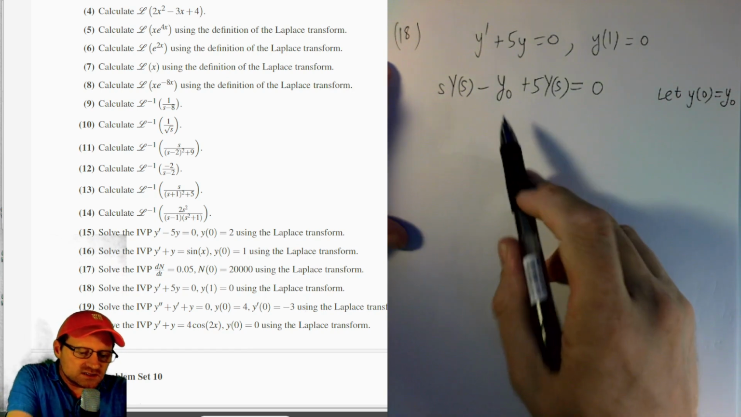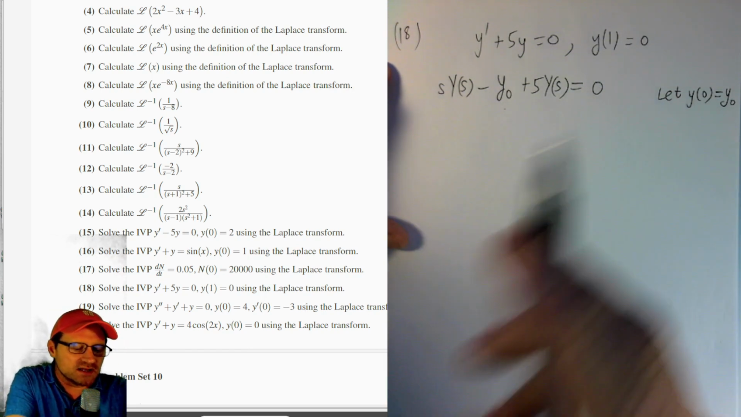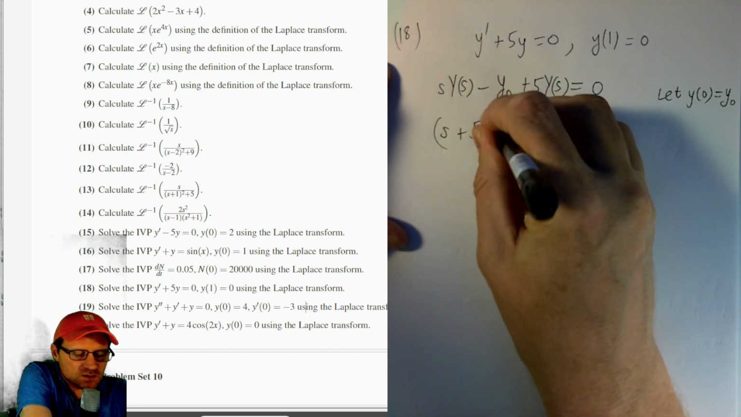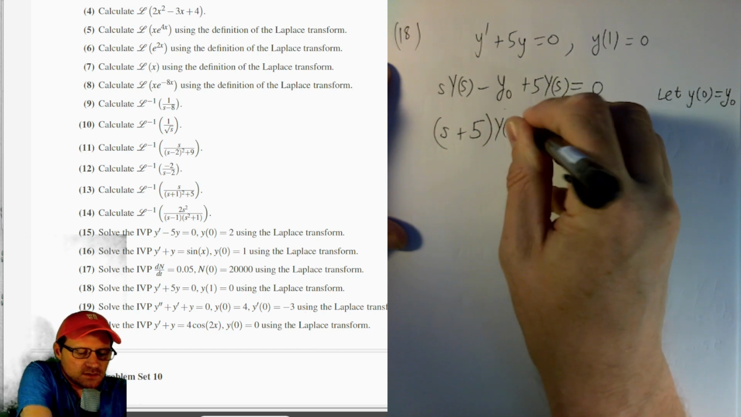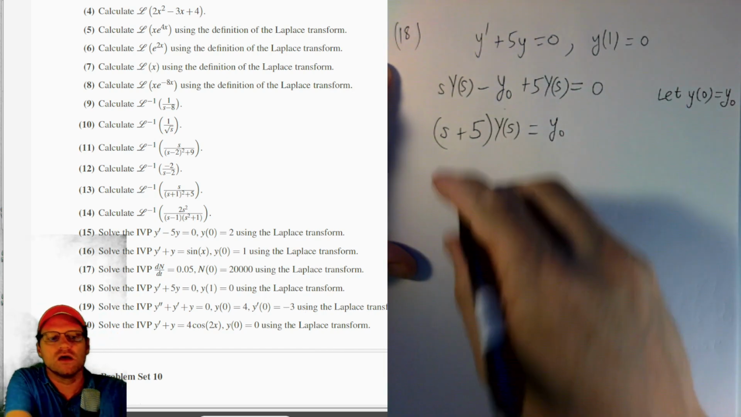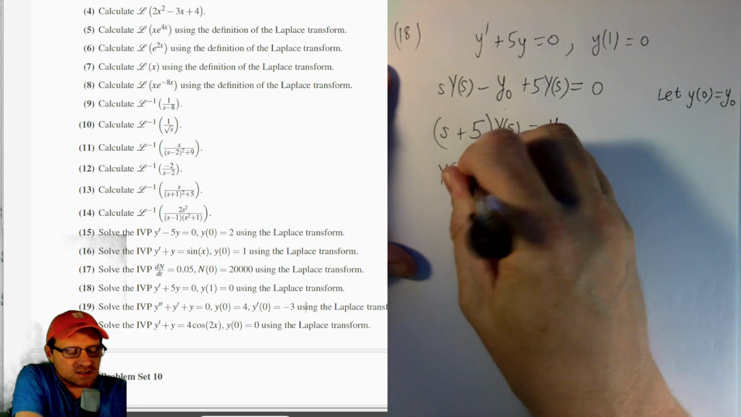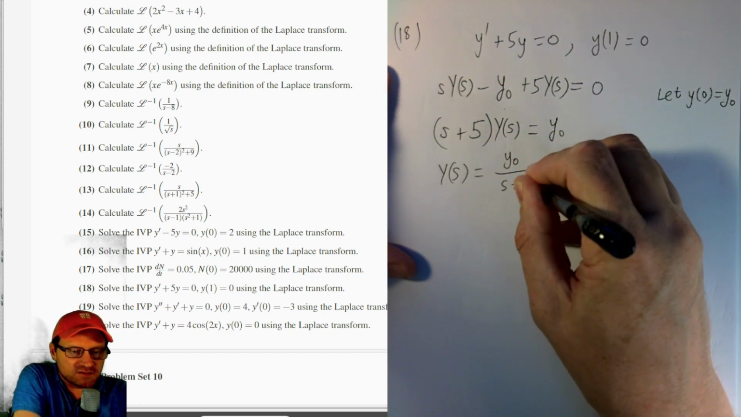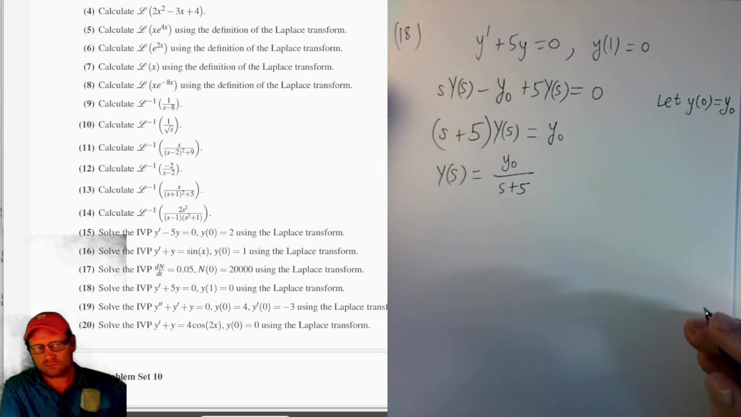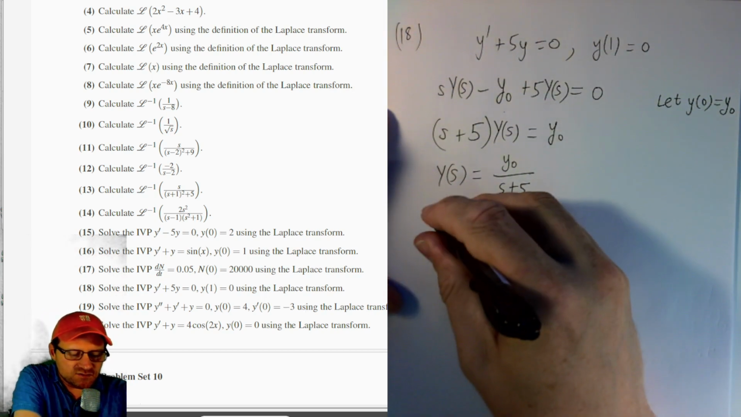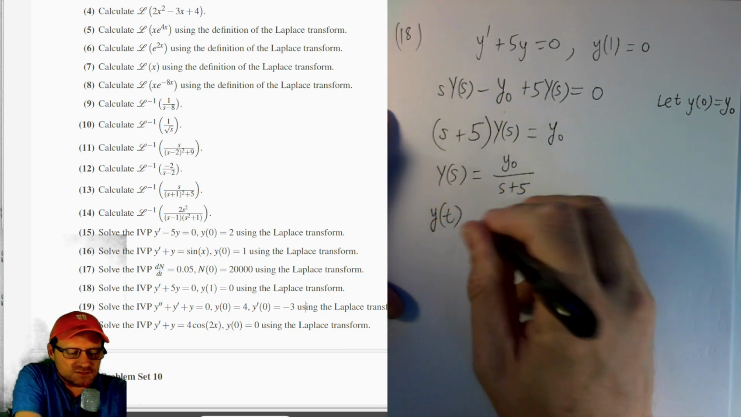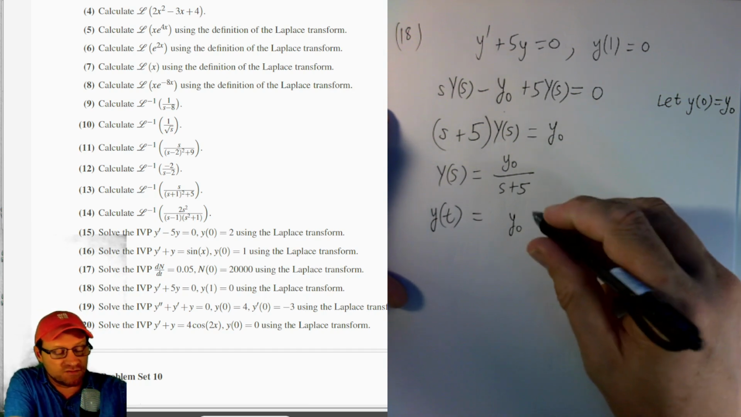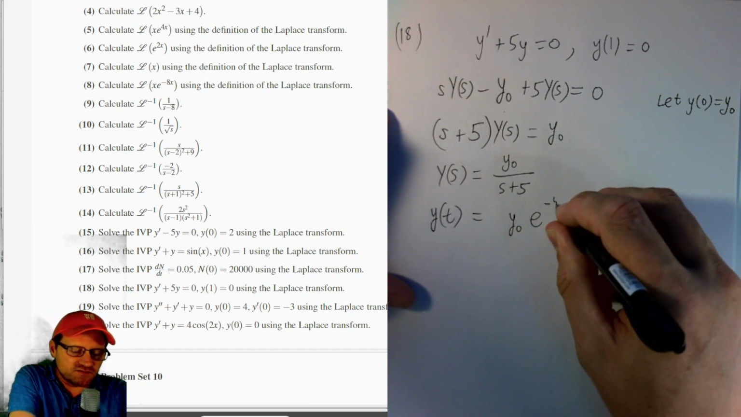All right, now let's take that y subscript 0 over to the right-hand side. So we have (s plus 5) in brackets Y(s) is equal to y subscript 0. And so then Y(s) is equal to y0 over s plus 5. Okay, now taking the inverse Laplace transform of this, we have lowercase y(t) is equal to y(0) times the inverse Laplace of 1 over s plus 5, which is e to the minus 5t.